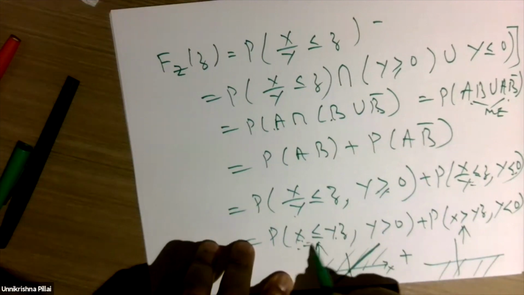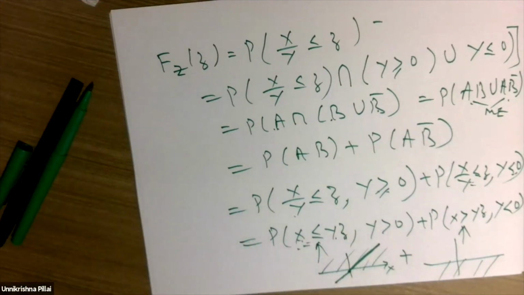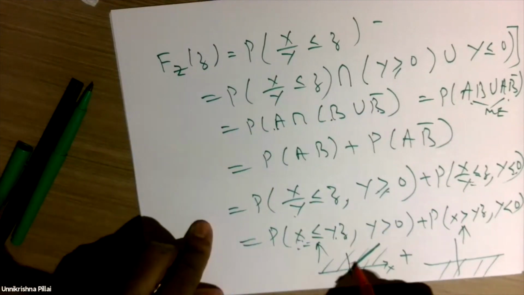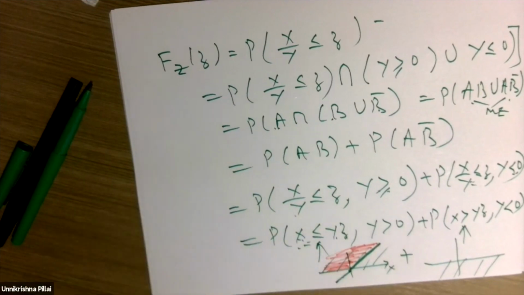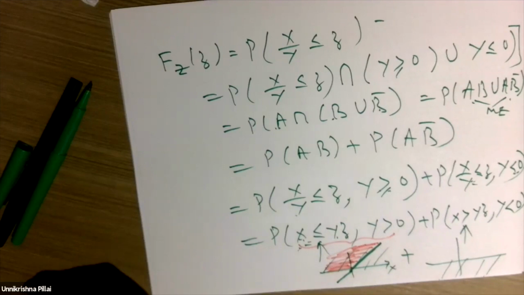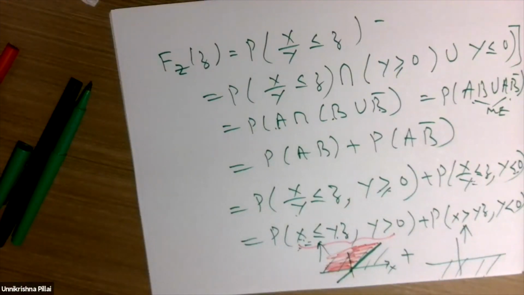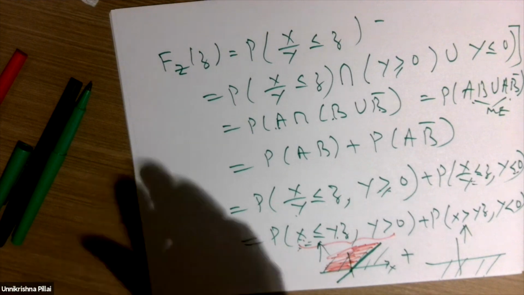But what is the region? X less than yz and y positive. What will be that region? It will be this region, isn't it? All this. So this is this integral. Y equal to zero, you don't have to worry, because y cannot be zero, since then the ratio blows up. So the implicit assumption is the two density functions should be such that y is not zero, or probability of y equal to zero is zero.